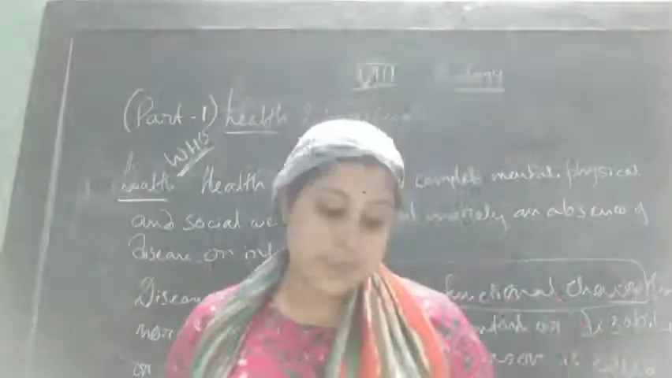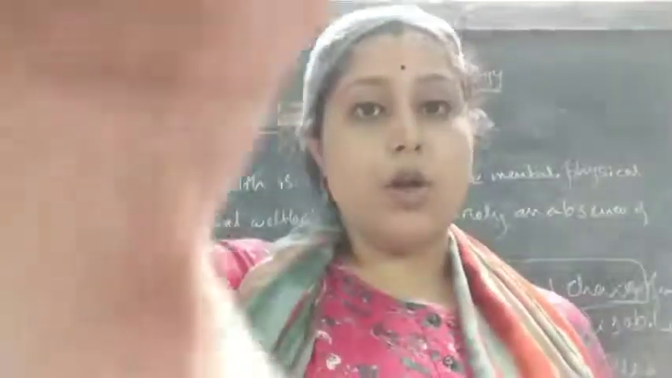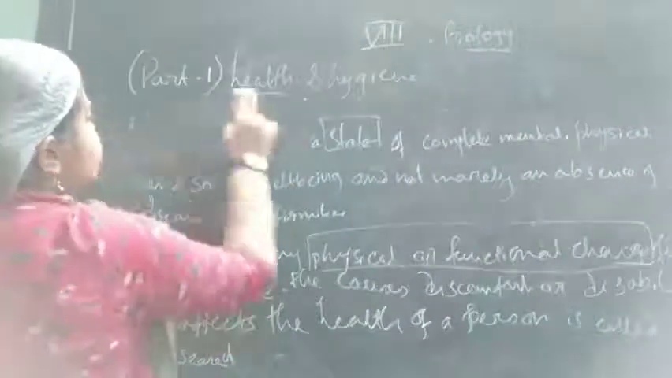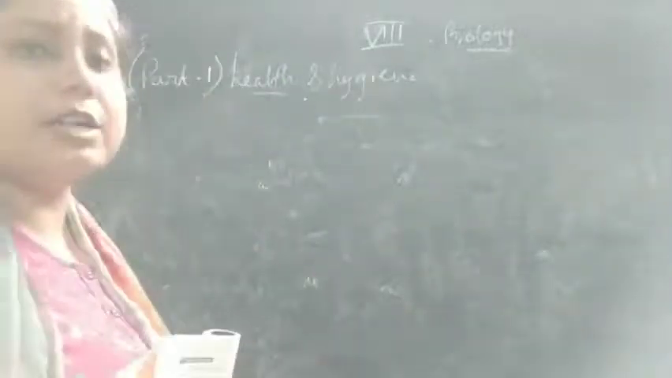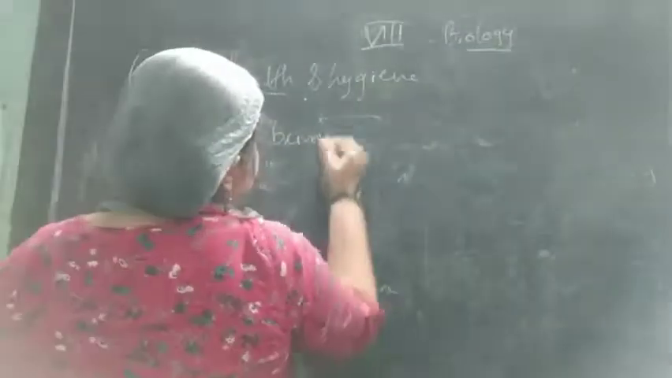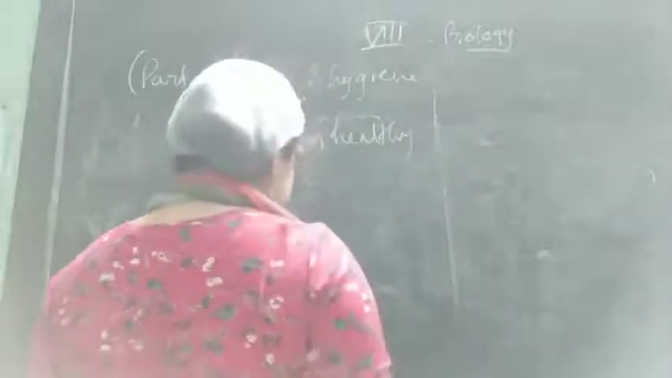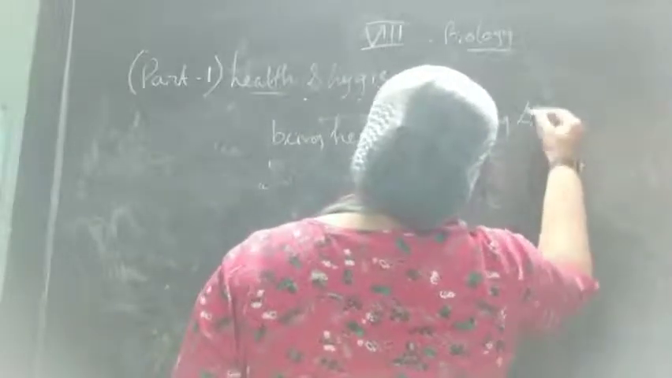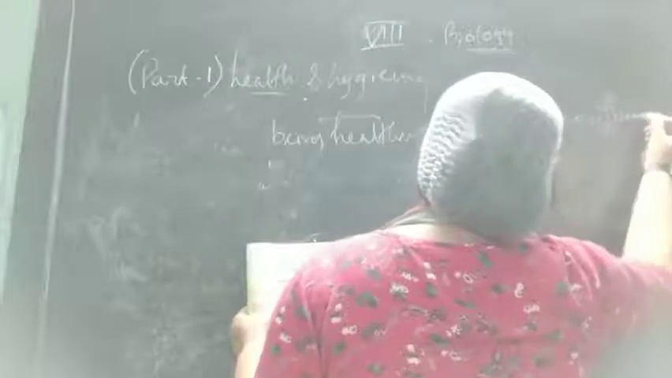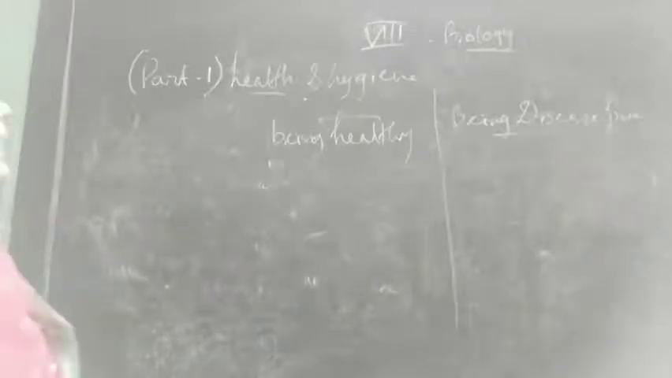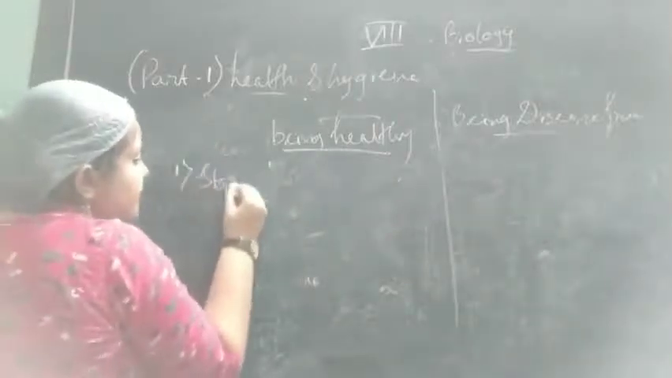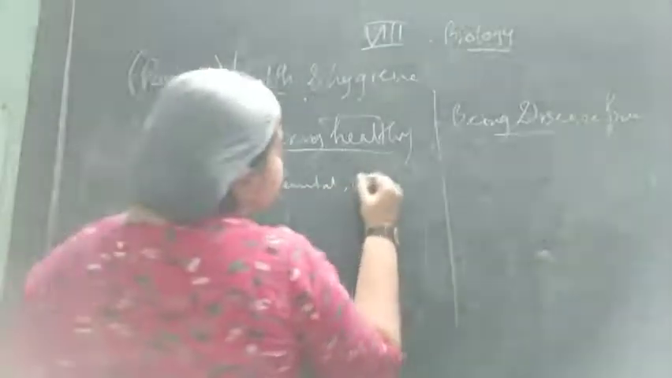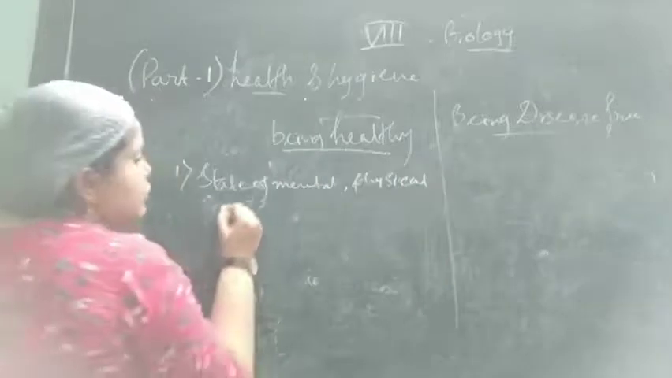And now, what are the differences between being healthy and being disease-free? These terms are not the same. So the first is being healthy, and the second is being disease-free. The first point in being healthy is the state of mental, physical, and social well-being. Health is the state of mental, physical, and social well-being.